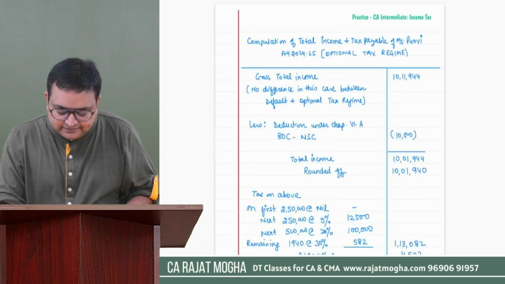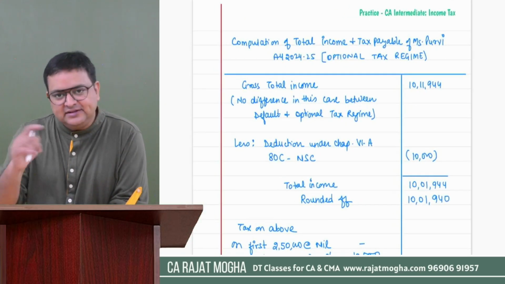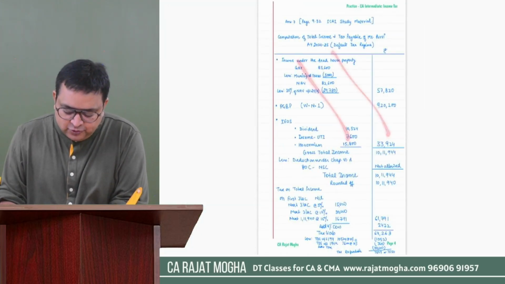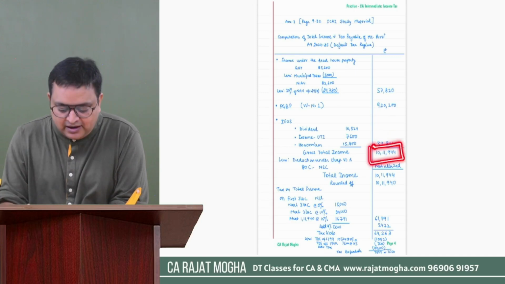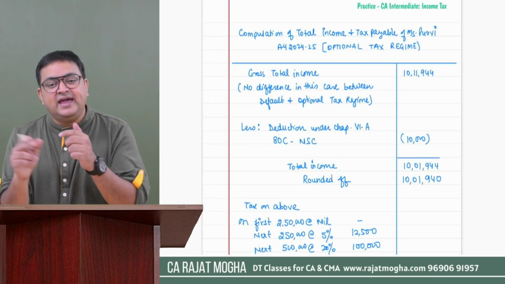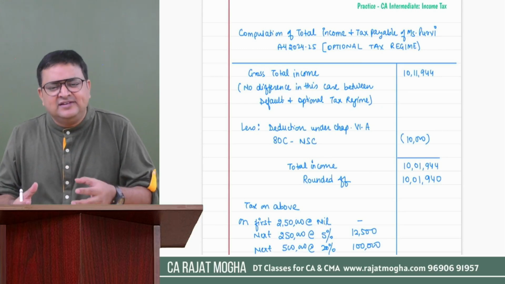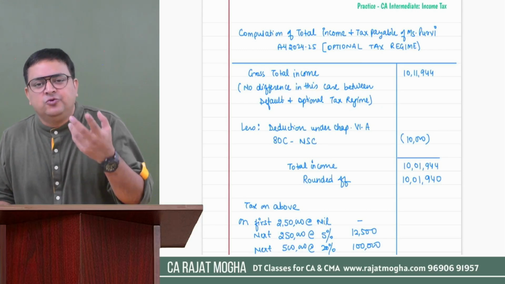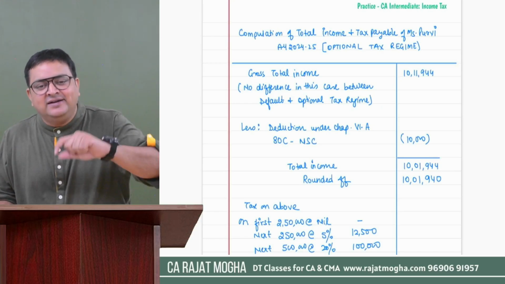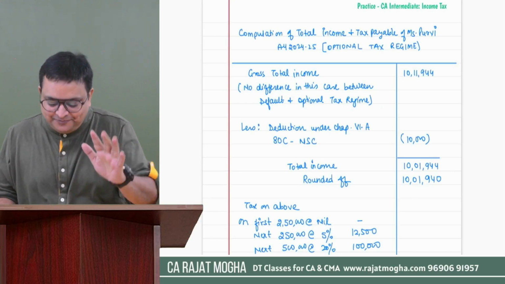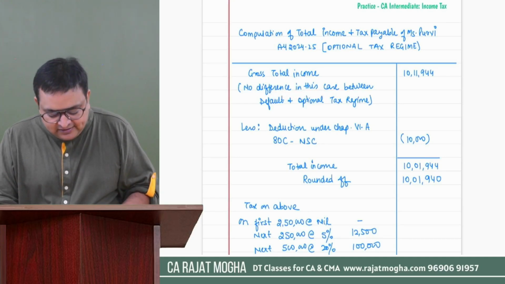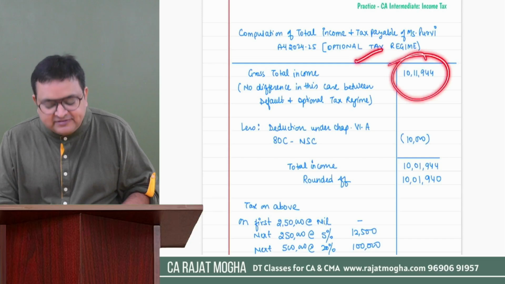And under the optional scheme, you can simply take the GTI which you have calculated under the default regime; no need to duplicate all these things. Take it to your optional scheme also, and see if there is any difference in any of the heads. In this case, there was no difference in house property and no difference in PGBP. So our GTI as per the optional and default tax regimes will be the same. I have mentioned that there is no difference as such, and this will become the GTI as per the optional scheme also.